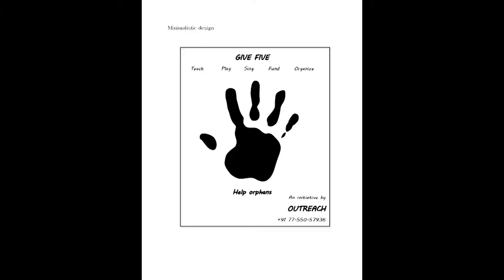It's a minimal design where I've changed the name of the activity to Give Five from walking stick. I've brought out the five most important things that elderly people would do with the kids. They would teach, play with them, sing, tell stories, or even organize an event on their own. So here the five fingers show the five small things that they would do. Say, for instance, they're going to spend 5 hours a week.